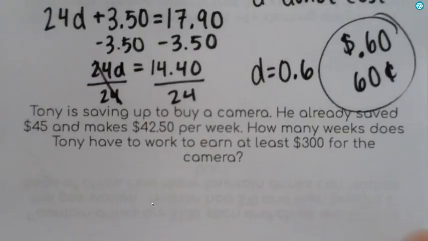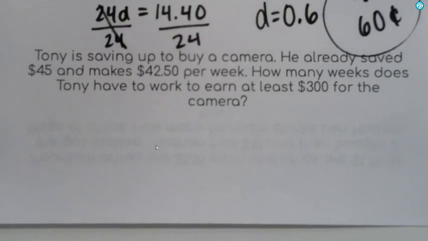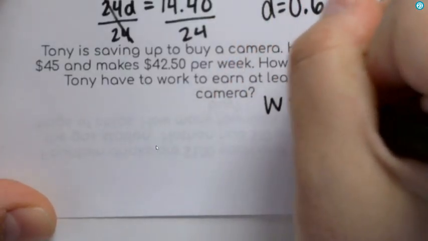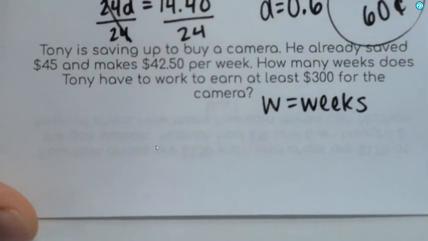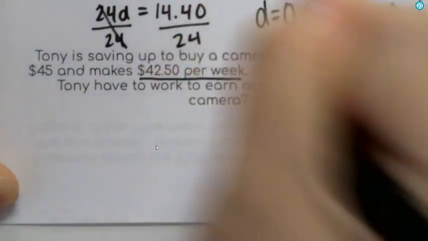Okay. Tony is saving up to buy a camera. He has already saved $45, and he makes $42.50 per week. How many weeks does Tony have to work to earn at least $300 for the camera? So, first of all, what is our variable? What are we trying to figure out? How long it'll take in weeks. So let's do W equals weeks. Okay, how much does he make per week? $42.50. So $42.50 per week.